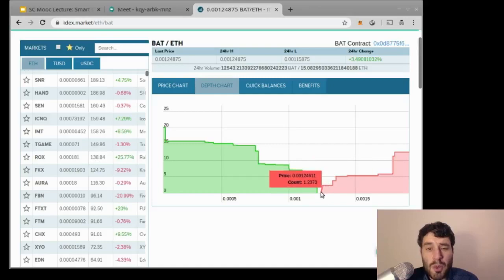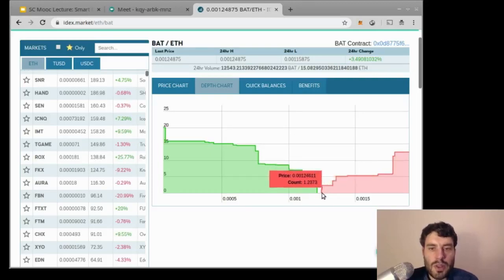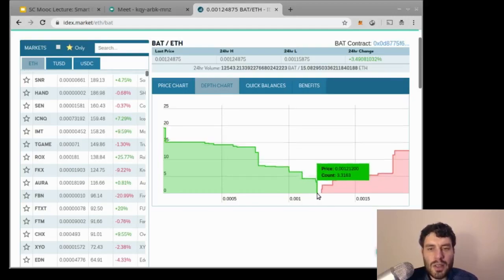And you'll notice that the smallest price that I can buy a basic attention token for is greater right now than the largest price that I could sell a basic attention token for. This difference in price, like 1.25 milliether to 1.21 milliether, is called the bid-ask spread, because it's the difference between the current smallest price to buy a token minus the highest bid price that I could sell the token for.